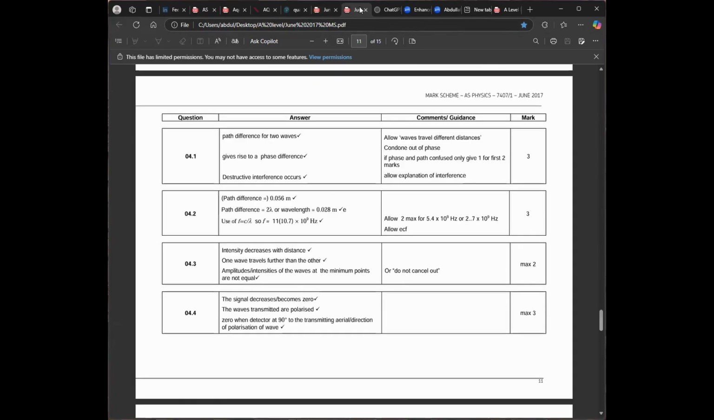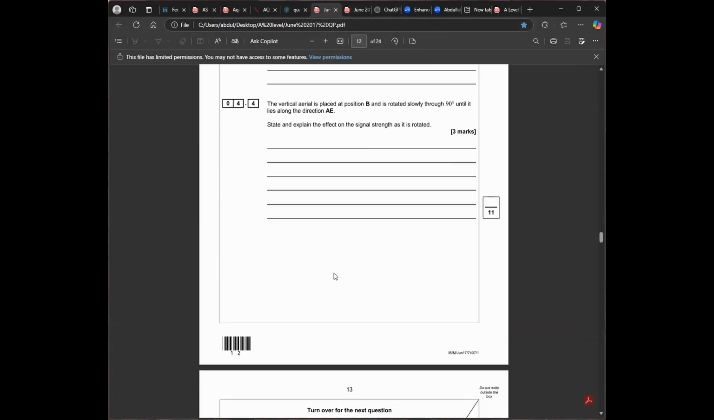Let's see how they have explained it. The signal decreases, becomes zero. The waves transmitted are polarized. Obviously, you have to mention that the waves that are coming are not mixed waves. If they were mixed waves, then some of it would still pass through it, and it's not going to show any signs of decaying. Zero when the detector is at 90 degrees to the transmitting aerial's direction of polarization. So it will be at 90 degrees. There will be zero transmission because it is completely opposite in direction to how the light is polarized and coming towards it. Does that make sense?